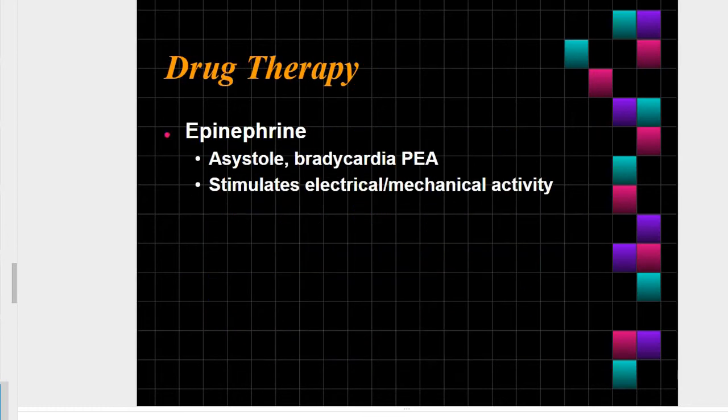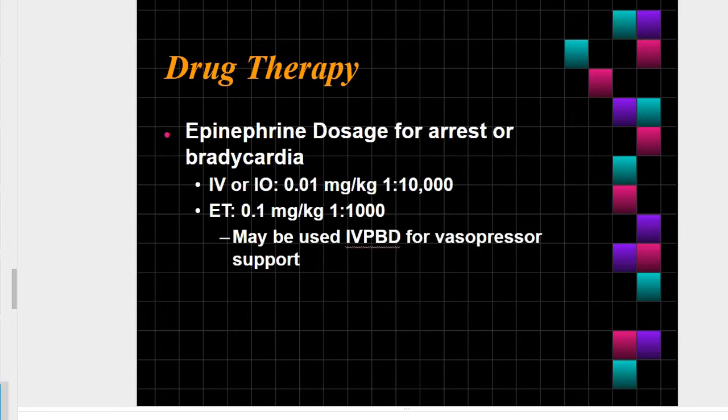Drug therapy for asystole, bradycardia, bradycardic PEA, epinephrine is usually the first line. It stimulates electrical mechanical activity. Dosage for arrest or bradycardia in bolus doses is typically 0.01 milligrams per kilogram of a 1 to 10,000 solution IV or IO. It's imperative you know this by heart. 0.01 mg per kg, 1 to 10,000 IV or IO for the pediatric patient.